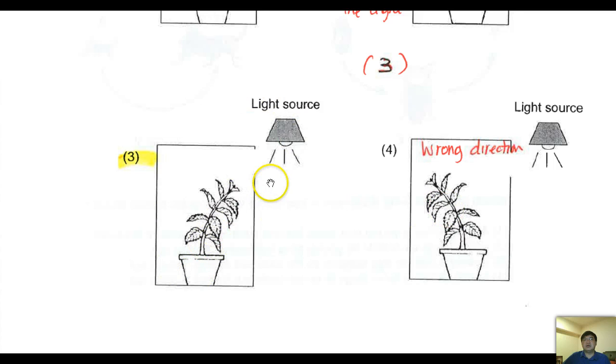The plant will respond, right? Just in case in the exams you're told to draw where the plant's heading towards, please draw it towards the light source. This is definitely wrong, because it looks like it's afraid of the light. Okay, so the answer is 3.